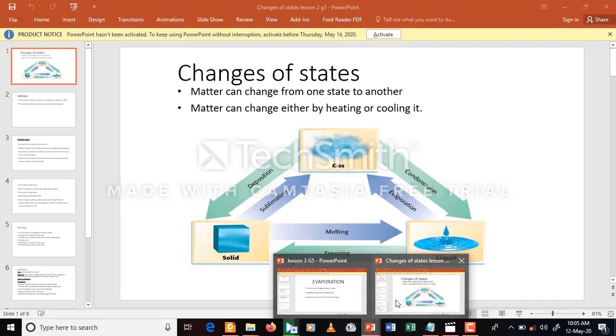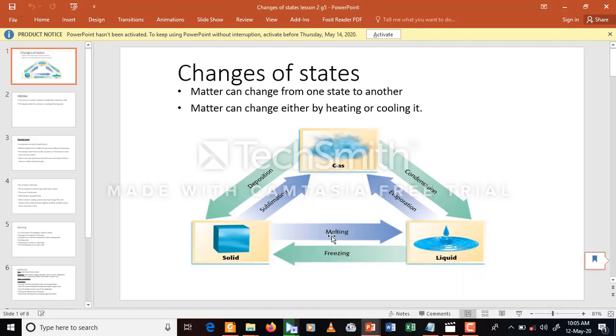As you remember, we have covered changes of state in our lesson 2, and on changes of state I showed you this diagram, which has solid, gas and liquids. So these are the changes of state. There is condensation, evaporation, melting, freezing, sublimation, deposition. So our focus is on this process, which is evaporation.